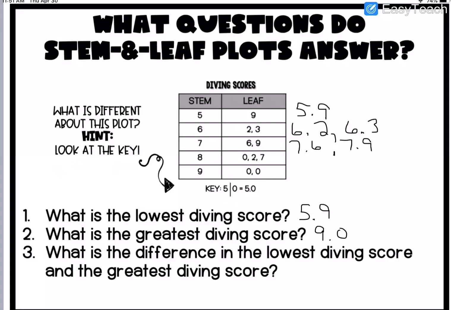So we would have to subtract. So if we have 9.0 minus 5.9, remember when you're subtracting decimals, line up your decimals. I have to carry the 1, and I get 3.1.